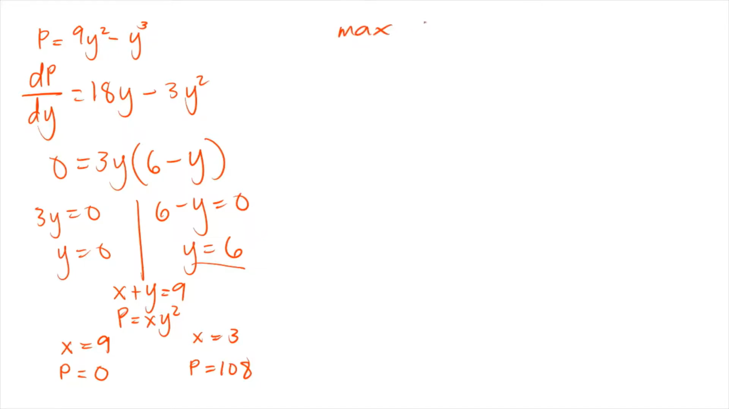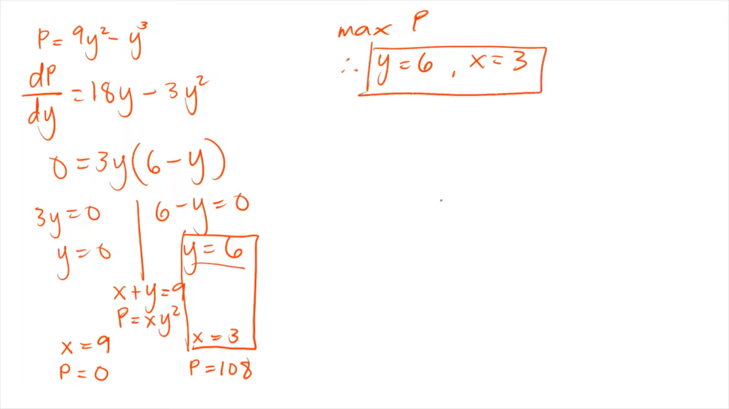Since we want a maximum product, looking at the values of the product, this set of x and y values makes sense for the problem. Therefore, we can say that y equals 6 and x equals 3 are the values that we are looking for.